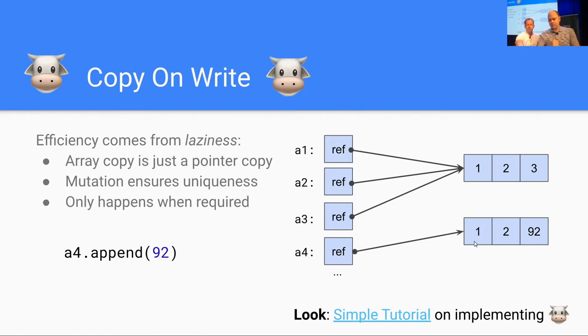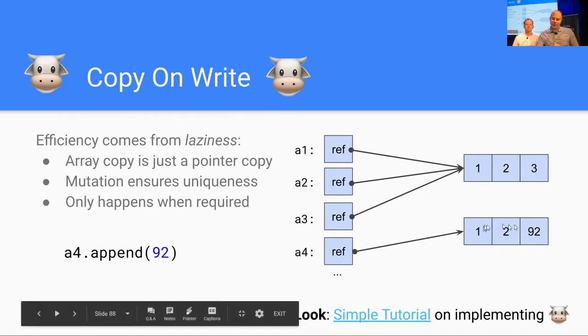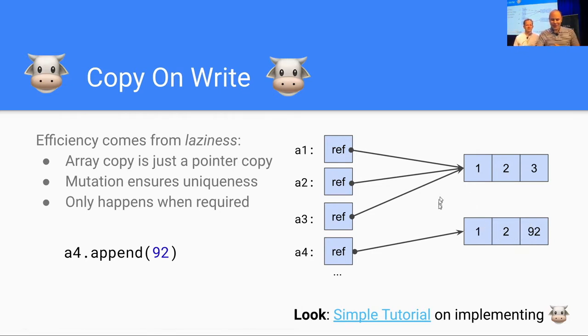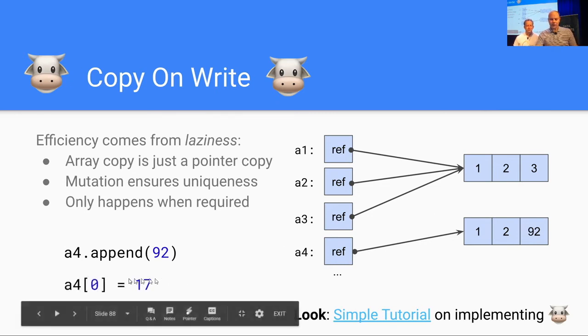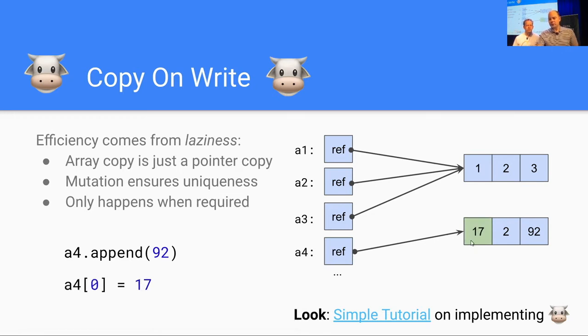So that should be 1, 2, 3, 92? Yeah, that should be 1, 2, 3, 92. I am buggier than Swift. Now, the interesting thing about this is that if you change A4 again, it just updates it in place. There's no extra copy. The cool thing about this is that you get exactly the right number of copies, and it just works.